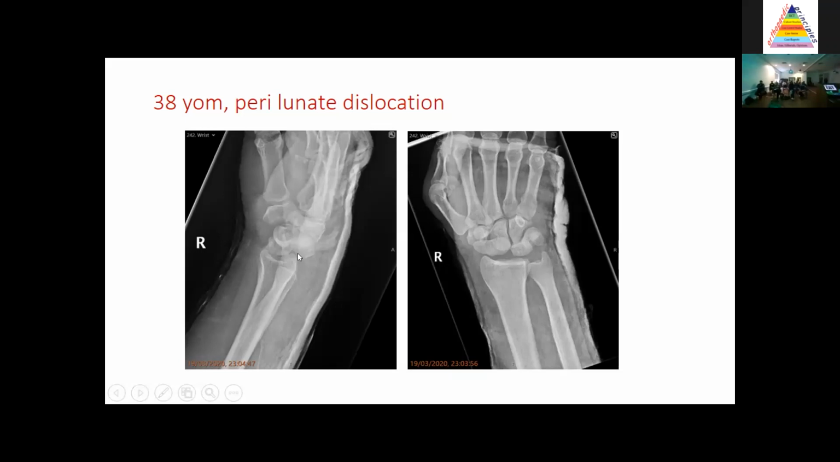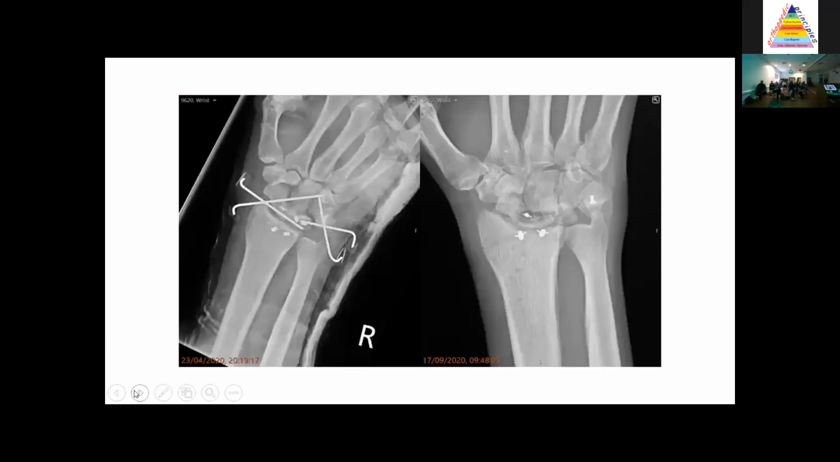All I know is I'll attempt to reduce it in A&E. Make sure it's not open, obviously. Make sure the median nerve and everything is fine. But get a CT. But why I have put this slide here is to show you one thing.